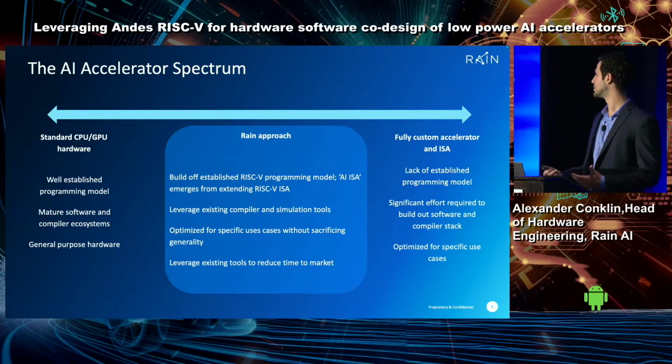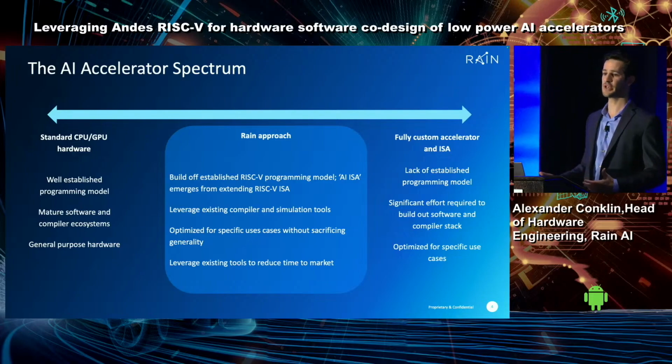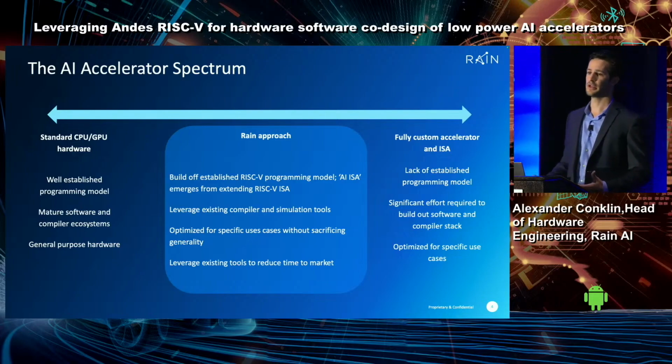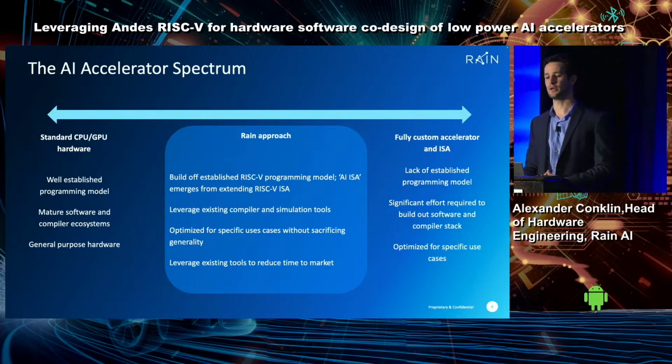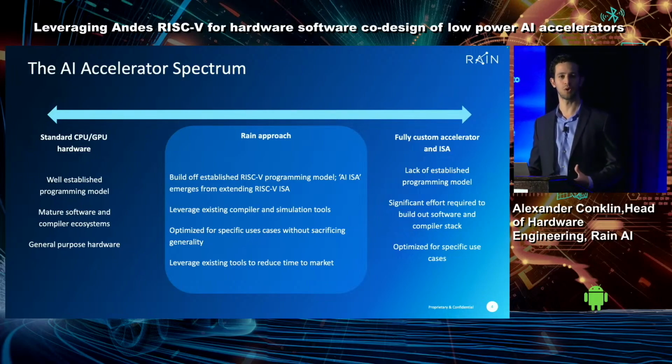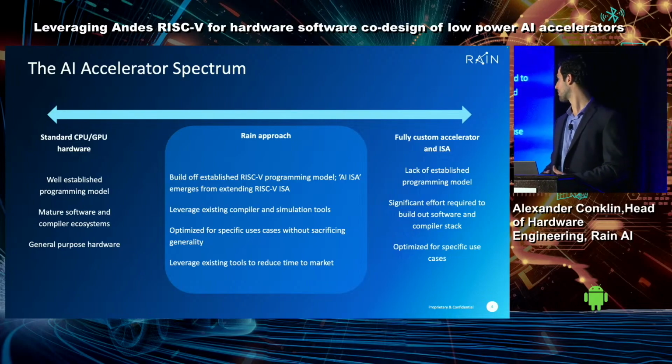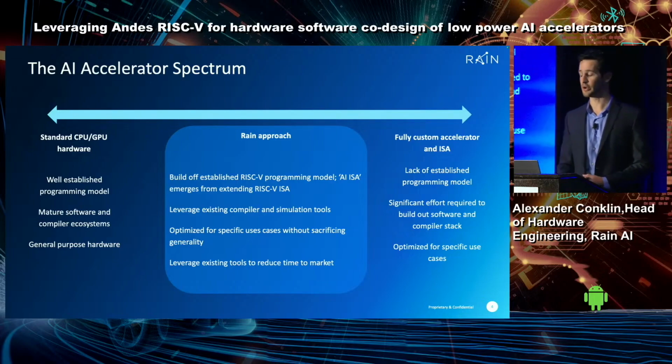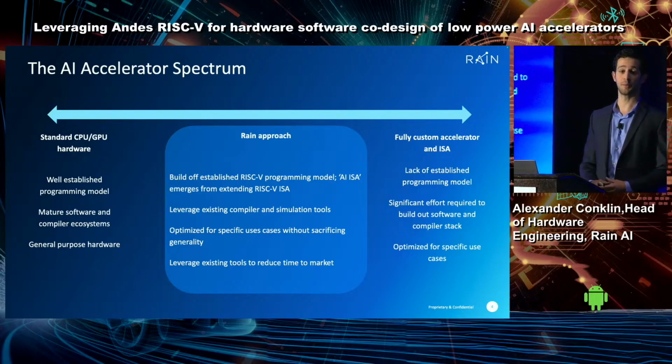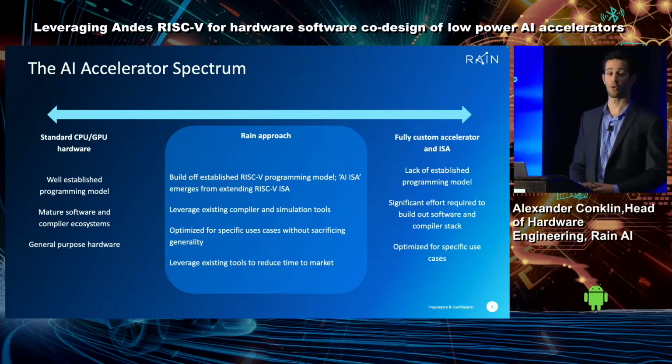However, we also want to optimize for specific use cases without sacrificing some generality in the hardware. That is, if a new operator emerges or we see an evolvement of a key AI workload, we don't want to be left in the dust. And with all of this, I think it goes without saying that it's in our interest to reduce our time to market. And that means leveraging tools that already exist.